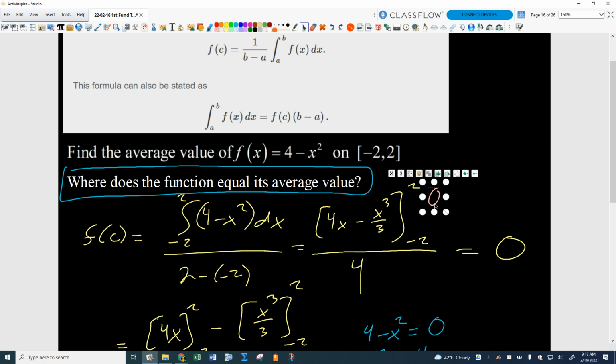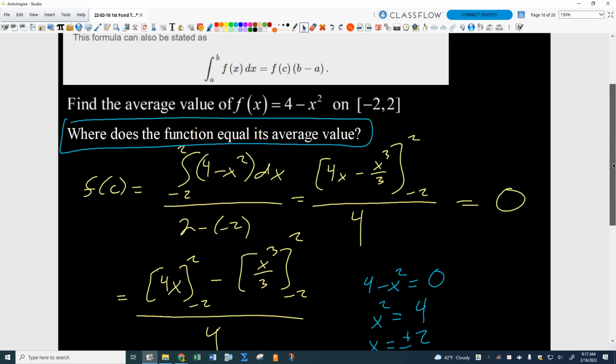What's our rule for integrating an even function over symmetric limits? Duh. 2 times the function evaluated from 0 to the upper limit, right? So this should have been, let's fix this.